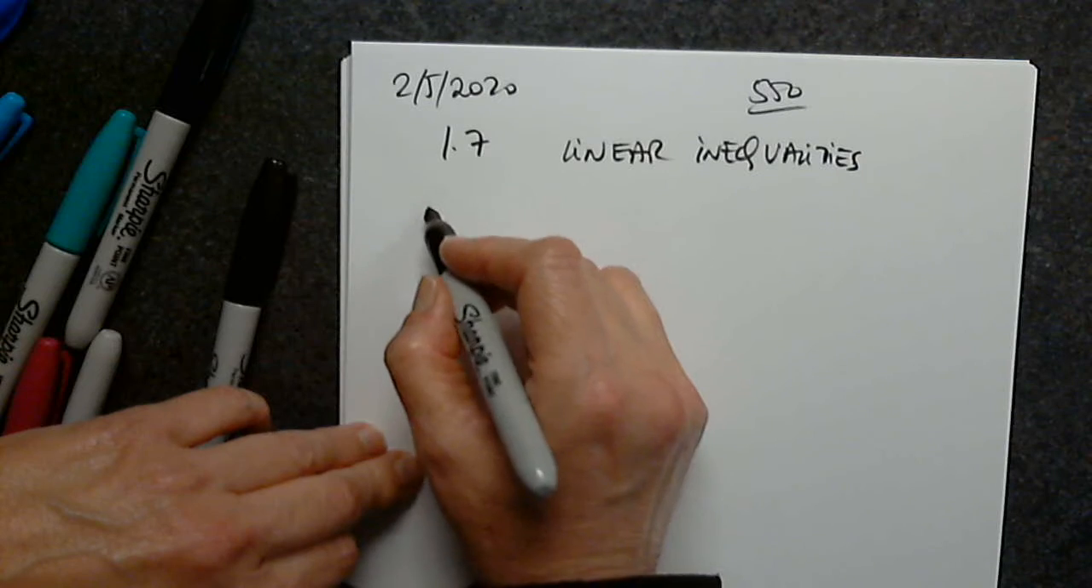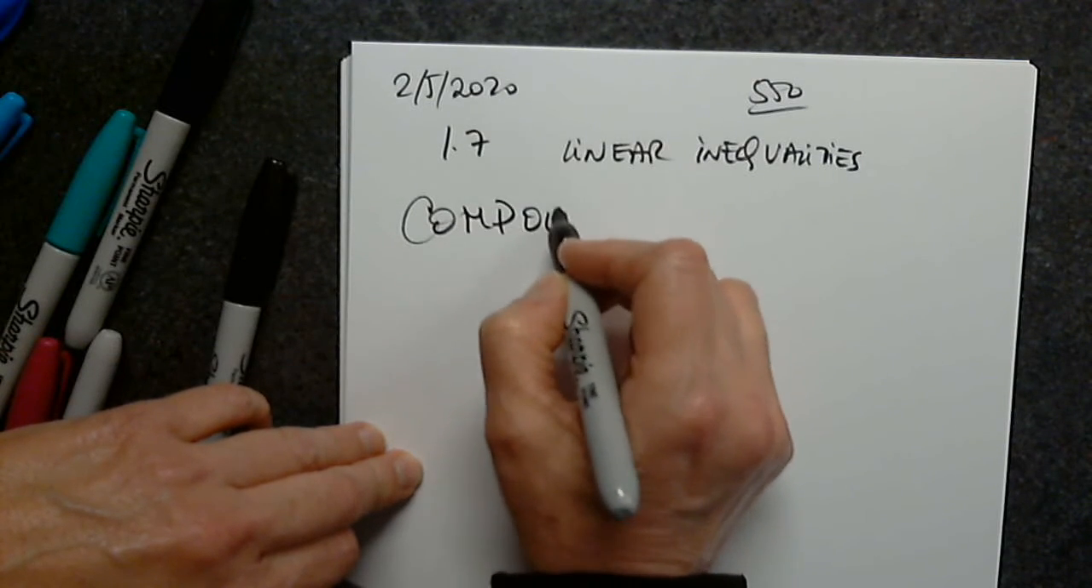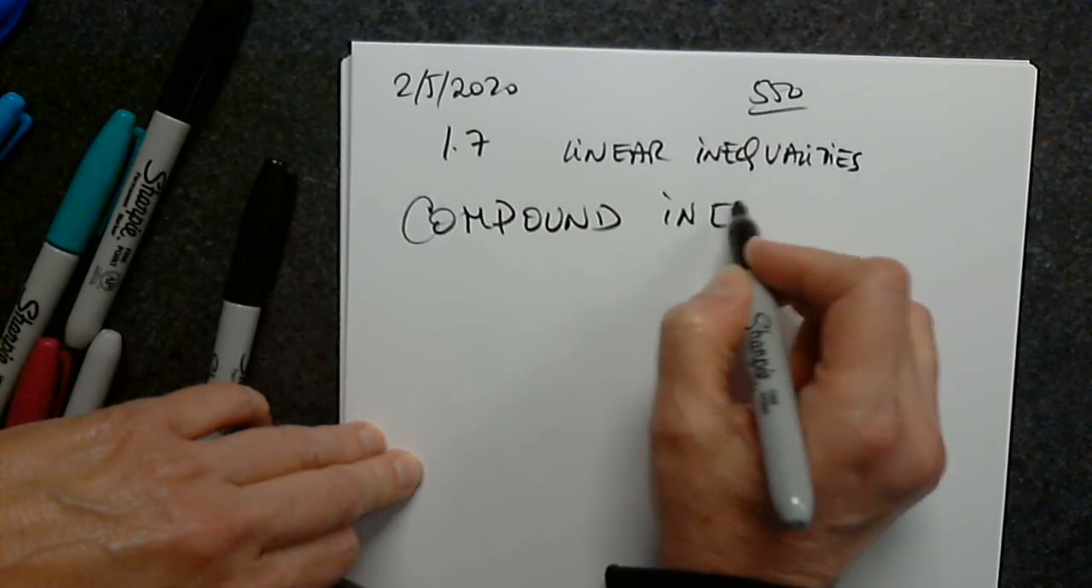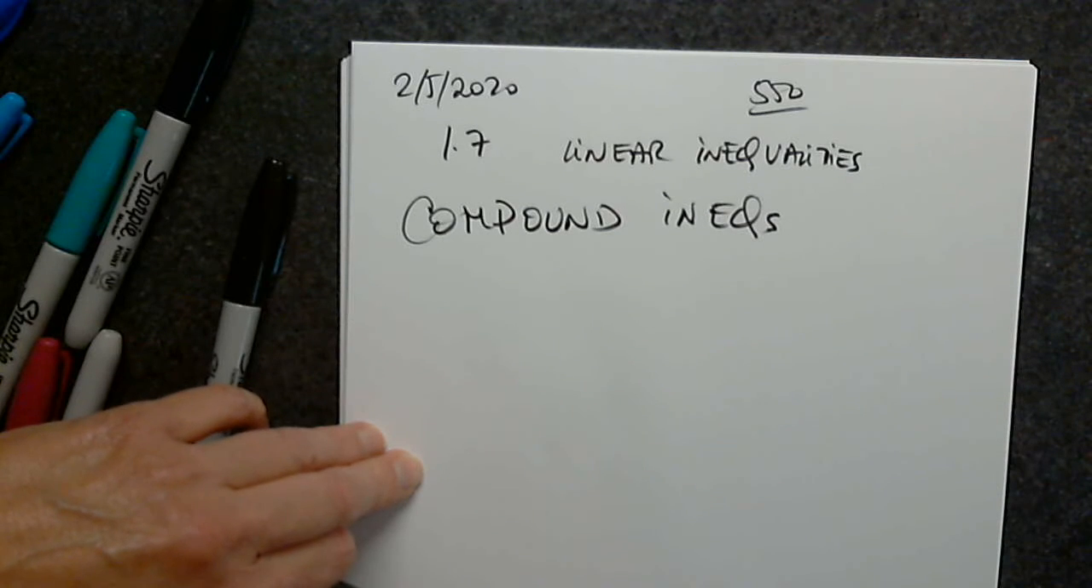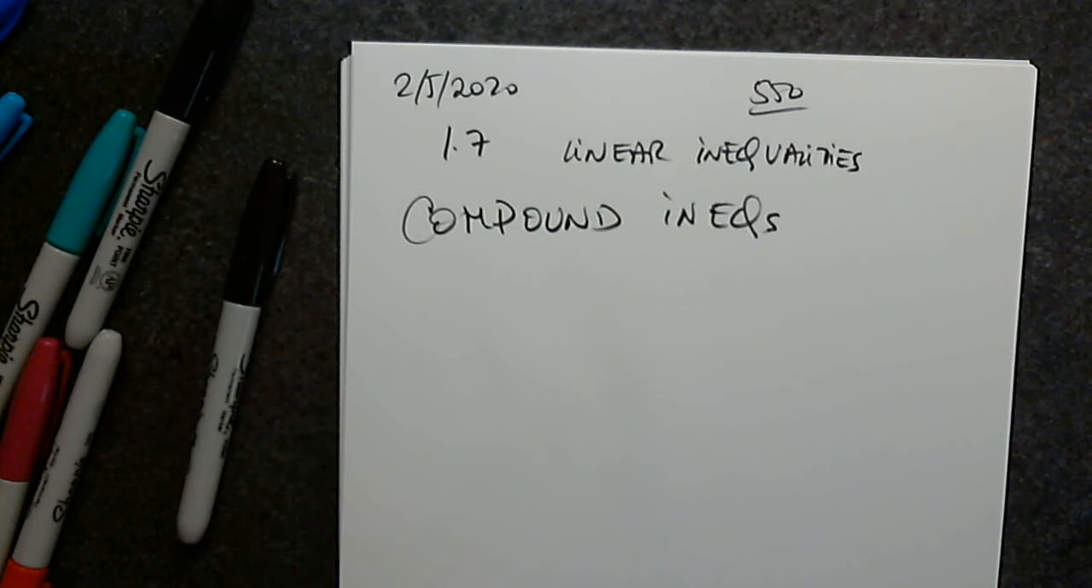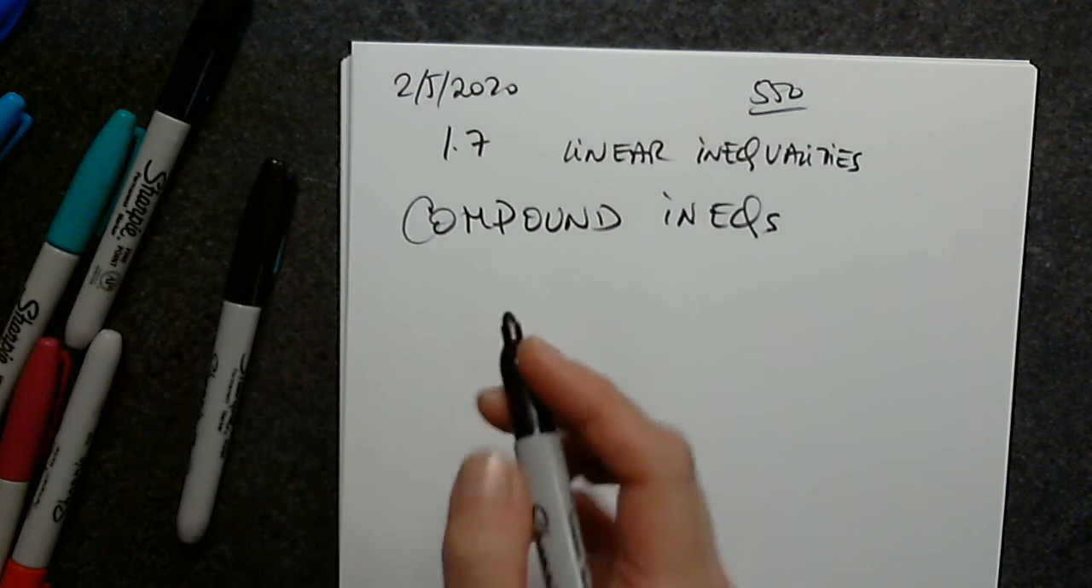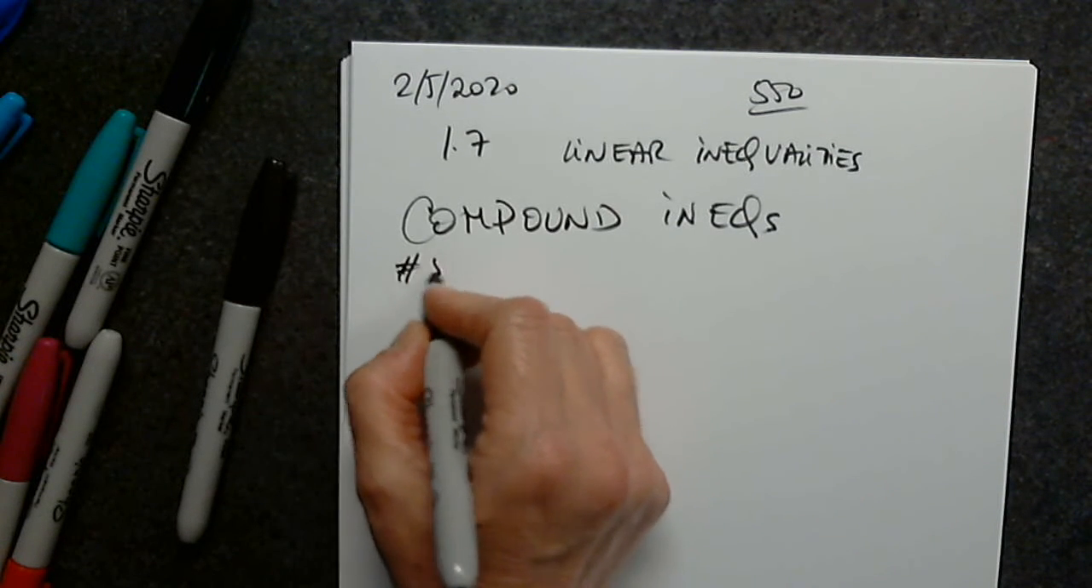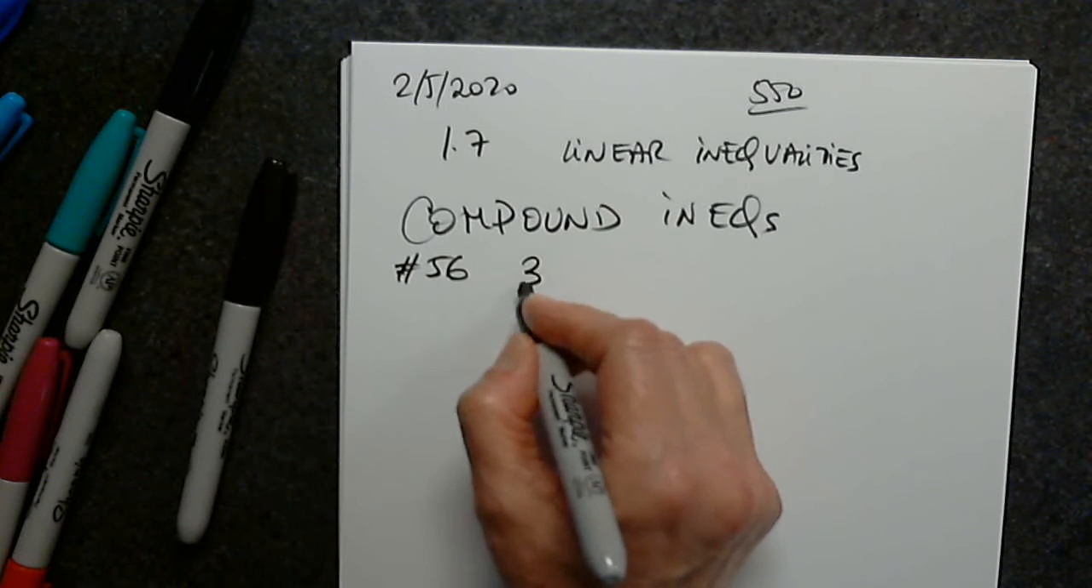And now I would like to look at compound inequalities. What are compound inequalities? There are two inequalities put together. So I'm going to choose on page 203. Let's start with 56. Always tell me if you think you need another example.